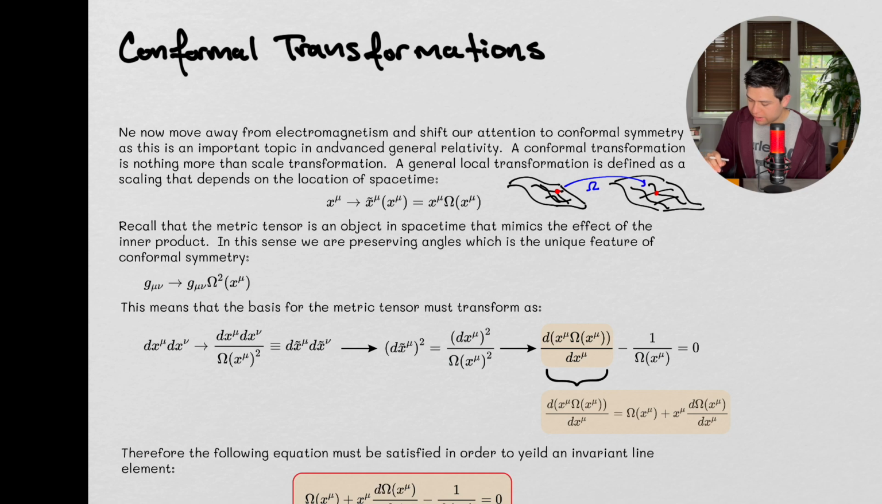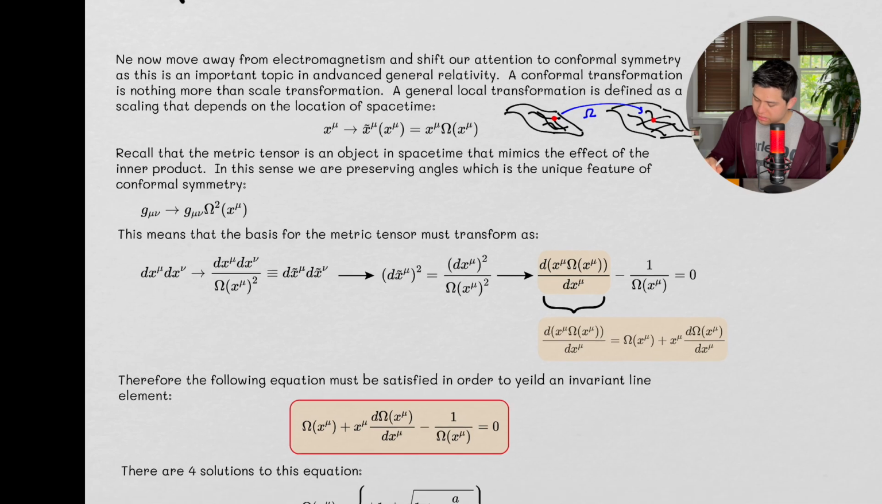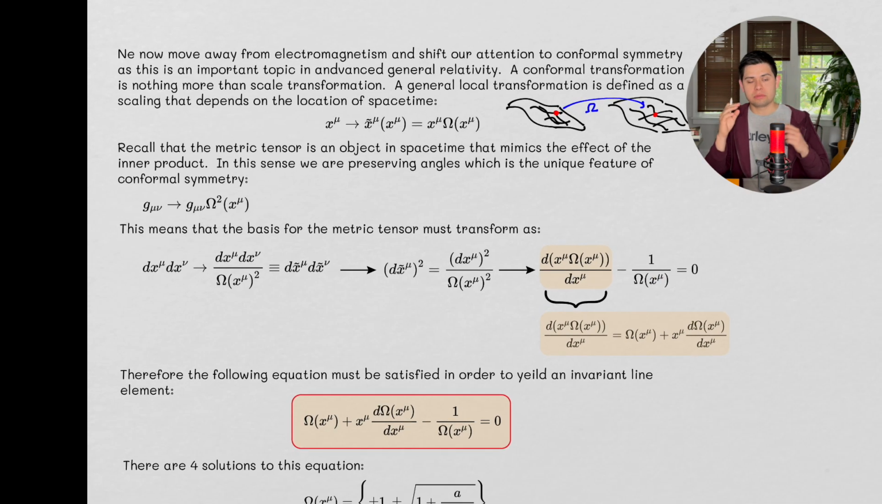Okay, and let's now take a look at what happens to the metric. So recall the metric tensor is an object in spacetime that mimics the effect of the inner product. So the metric effectively takes two vectors and spits out a number. That's what the inner product does. In this sense, we're preserving angles, which is a unique feature of conformal symmetry.